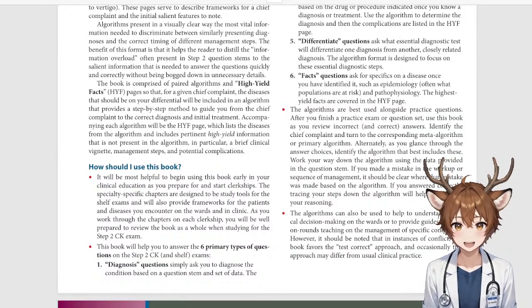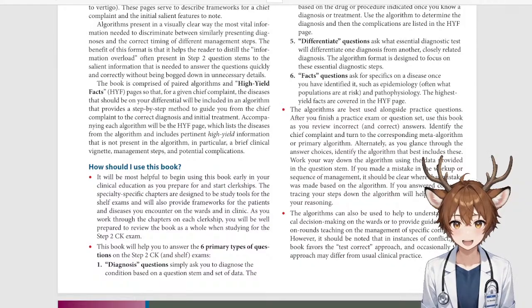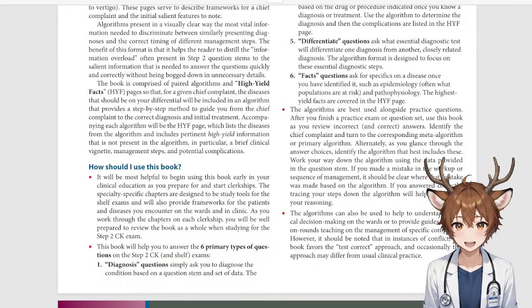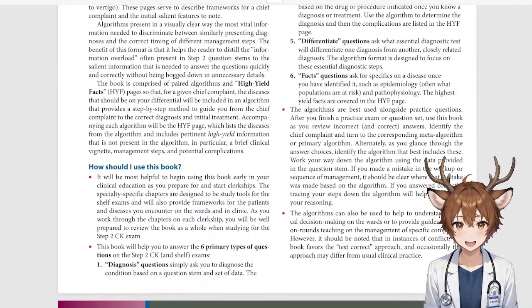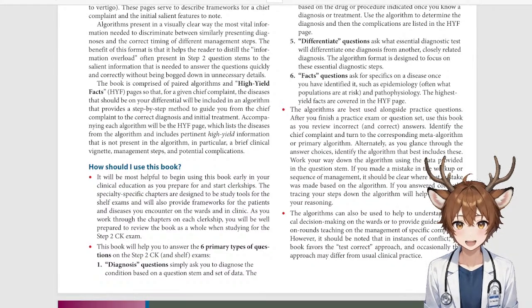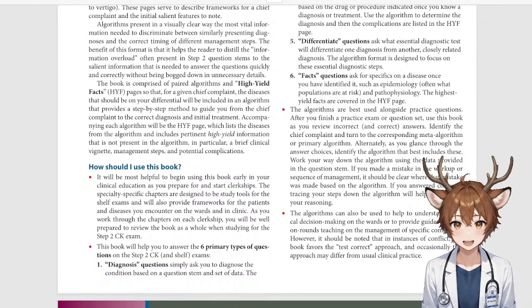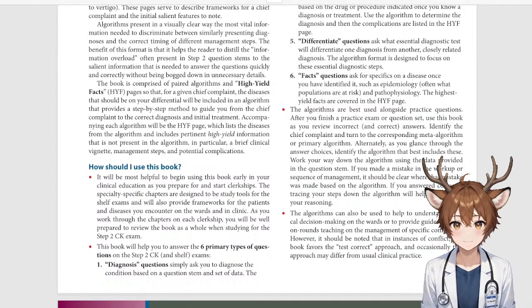How should I use this book? It will be most helpful to begin using this book early in your clinical education as you prepare for the start of clerkships. The specialty-specific chapters are designed to be study tools for the shelf exams and will also provide frameworks for the patients and diseases you will encounter on the wards and in clinic. As you work through the chapters on each clerkship, you will be well prepared to review the book as a whole when studying for the Step 2 CK exam.